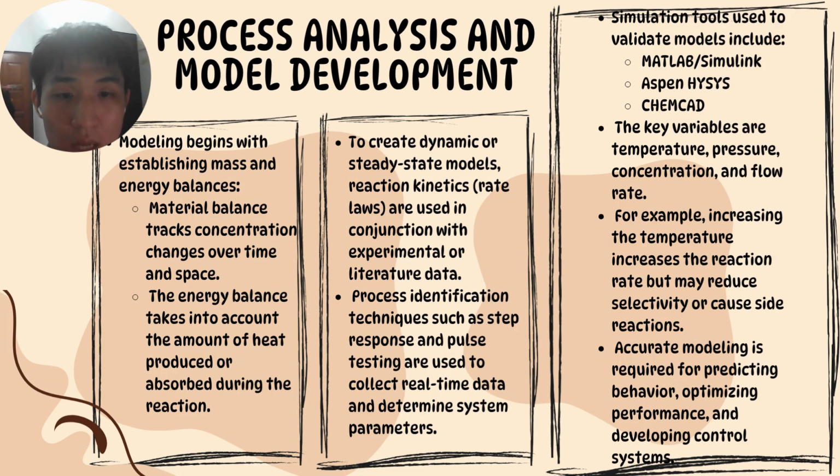So these platforms allow us to test how the model behaves under different operating conditions. In reactor modeling, the key variables we monitor include temperature, pressure, concentrations, and flow rates. For instance, increasing the temperature can speed up the reaction rate, but it can also reduce the selectivity or trigger unwanted side reactions. So there is always a trade-off. That's why accurate modeling is essential, not only for predicting reactor behavior, but also for optimizing performance and designing effective control systems.